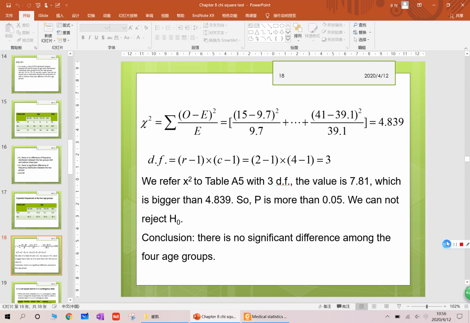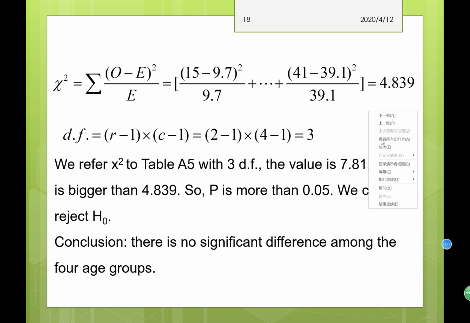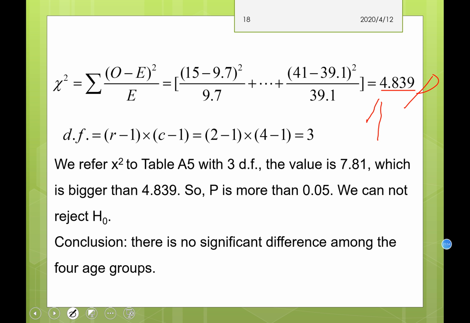Okay, let's go back to our slide. Here we find that what we calculated with the data given in the question is 4.839, and what we get from the table, the critical value, is 7.81. So this number is less than 7.81. That means its corresponding P is bigger than alpha, 0.05. So can we reject H0? No, we can't. We cannot reject H0 because P is bigger than alpha.